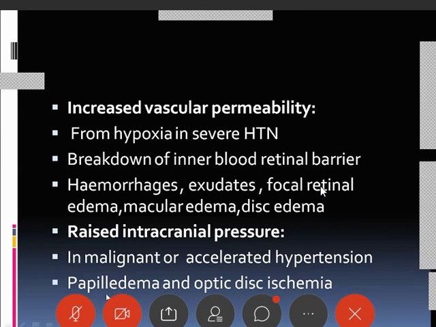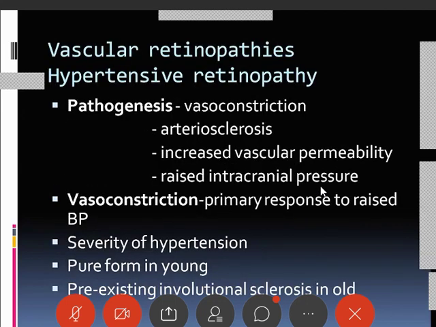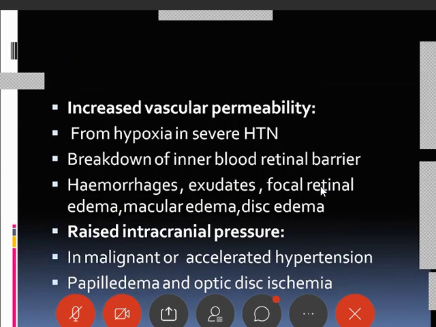Papilla means the optic nerve head or optic disc. When there is edema of that, it is known as papilledema. Papilledema is the term given to disc edema which is secondary to raised intracranial pressure. So the pathogenesis constitutes vasoconstriction, arteriosclerosis, increased vascular permeability, and raised intracranial pressure.